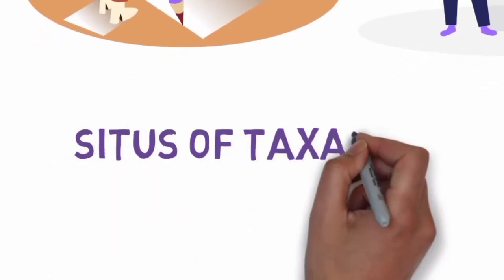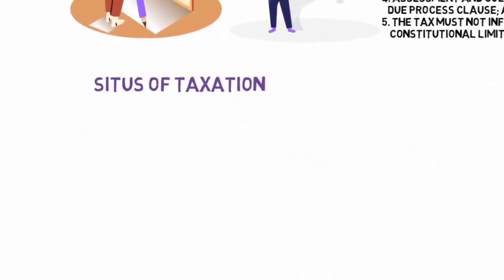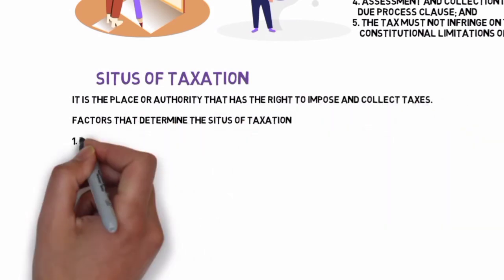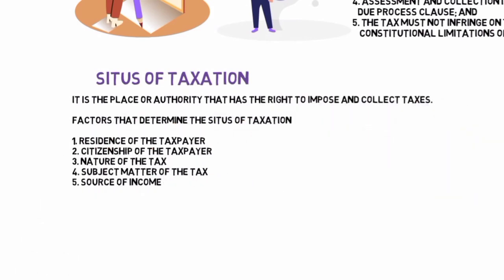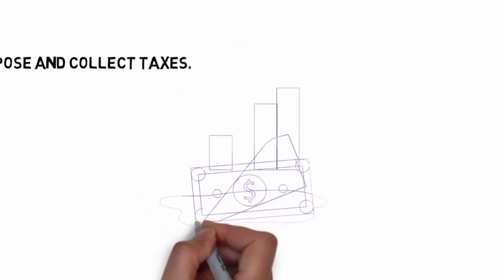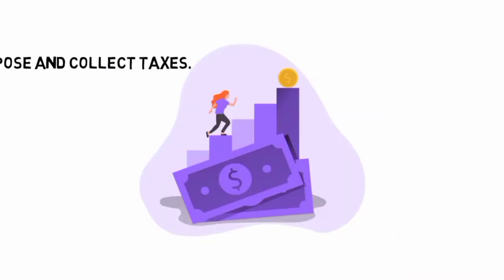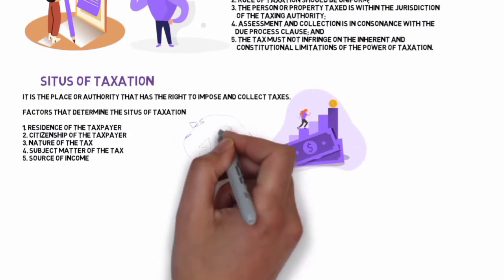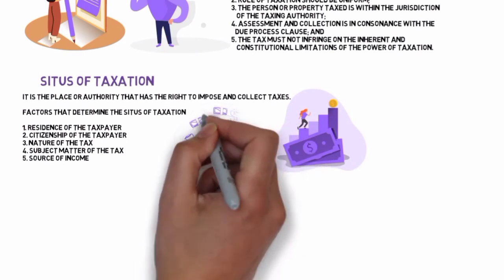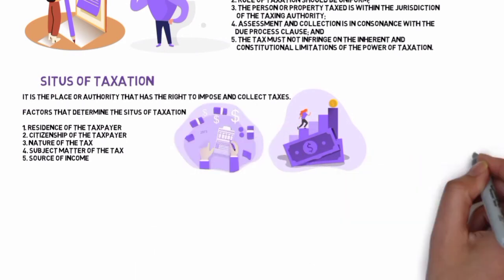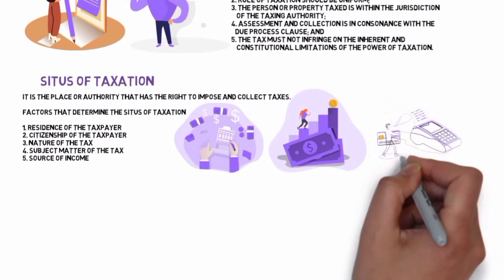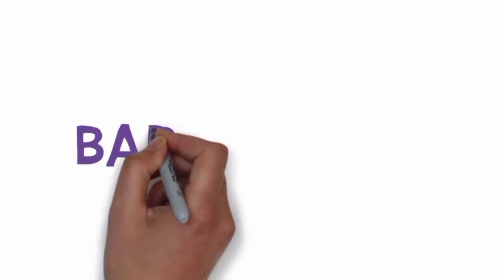Situs of taxation is the place or authority that has the right to impose and collect taxes. Factors that determine the situs of taxation. 1. Residence of the taxpayer. 2. Citizenship of the taxpayer. 3. Nature of the tax. 4. Subject matter of the tax. 5. Source of income. Bar question.